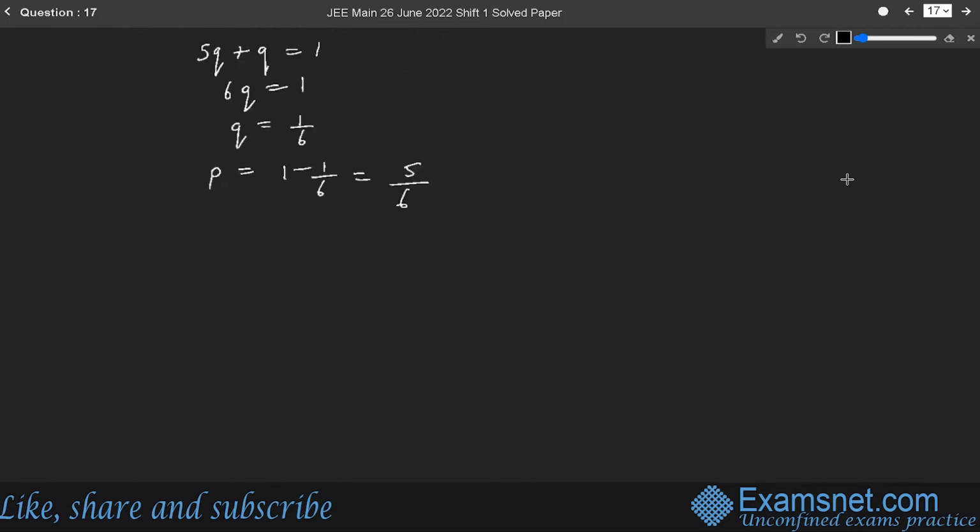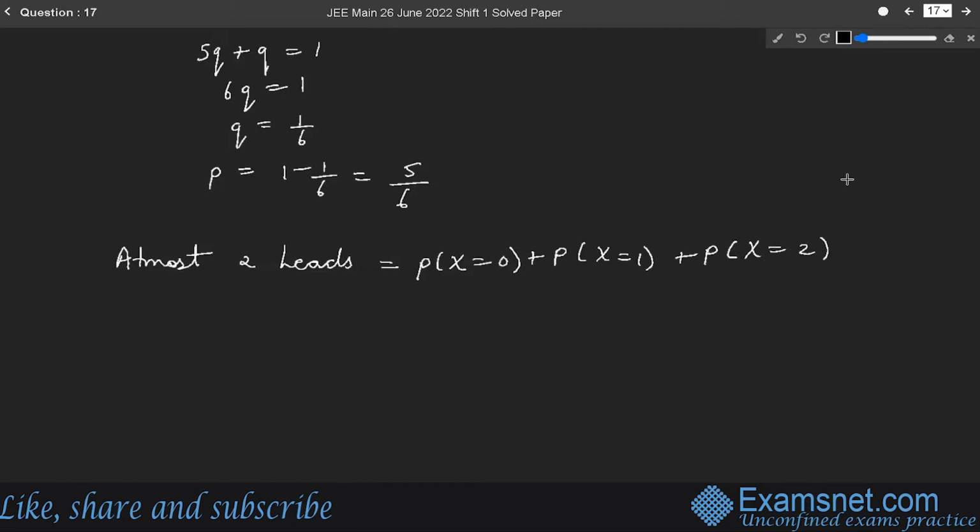Now, the probability of getting at most 2 heads will be P of x is equal to 0 plus P of x is equal to 1 plus P of x is equal to 2. We know that P of x is equal to 0 is the probability of getting 0 heads in 5 trials. So this will be equal to 5C0 into P power 0 into Q power 5.